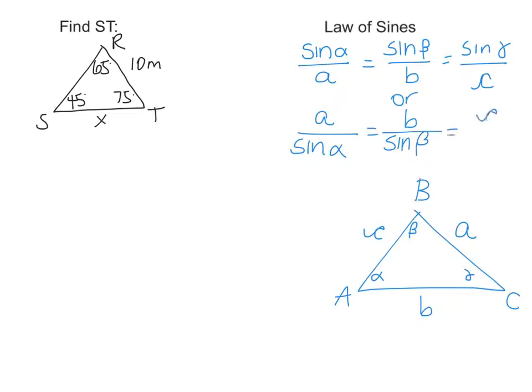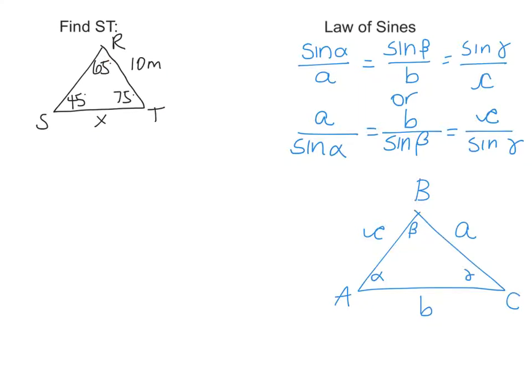And then c divided by sine of gamma. So let's use this idea over here on the left-hand side with ST. I have this angle measure and I have this side length. I have this angle measure and I need this side length. Even though I have this side length or this angle measure here, I don't know anything about over here. So we're not going to use the 75 at all. We're going to focus on these two angle measures and these two sides.